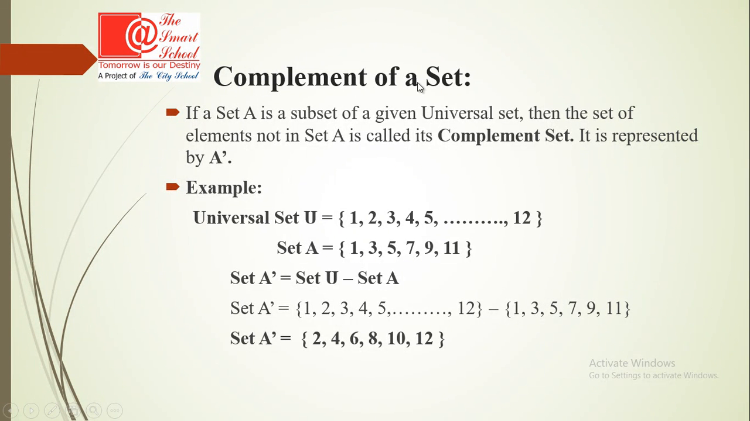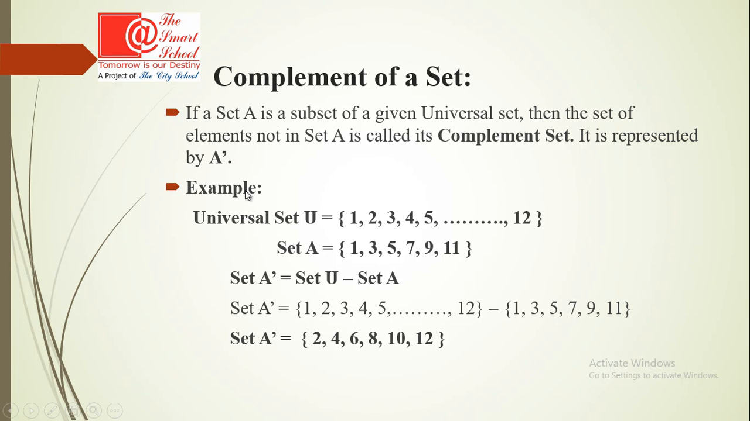Now, complement of a set. If a set A is a subset of a given universal set. What is universal set? Yes, you did it in the last video, in the last lesson. Yes, who can tell me? Yes, exactly. Universal set is a set containing all the elements under consideration. Okay, now what were we talking about? Yes, we were talking about complement set. Now it is represented by A and then a comma on top of it.